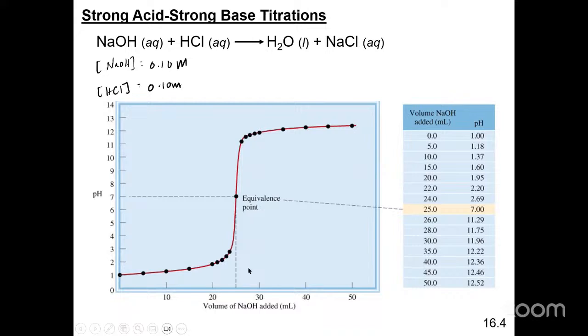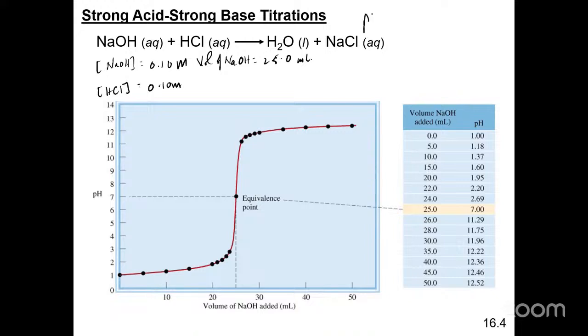Now, the reason why I knew that the molarity of HCl is 0.10 is because the equivalence point is 25 mL, and I think they started off with 25 mL of sodium hydroxide. So I'm just going to say here that the initial volume of the sodium hydroxide is 25.0 mL, right? 25.0 mL. Okay?